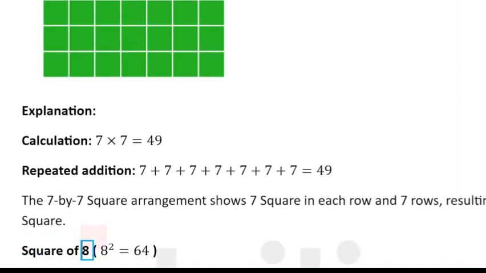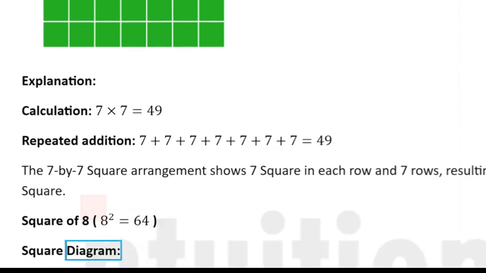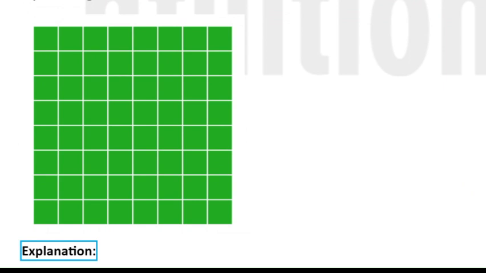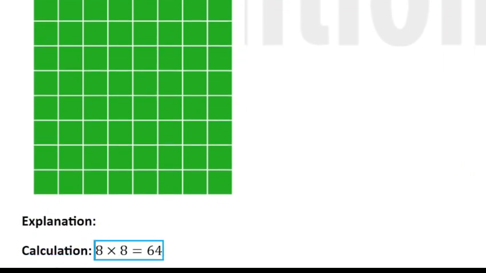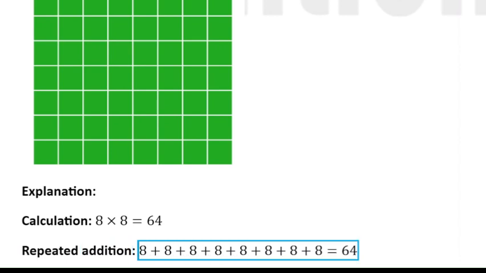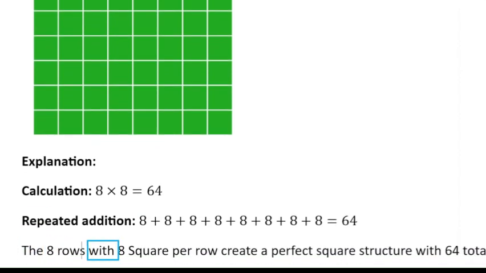Square of 8. 8 squared equals 64. Square diagram. Picture 24. Explanation. Calculation. 8 times 8 equals 64. Repeated addition. 8 plus 8 plus 8 plus 8 plus 8 plus 8 plus 8 plus 8 equals 64. The 8 rows with 8 squares per row create a perfect square structure with 64 total squares.